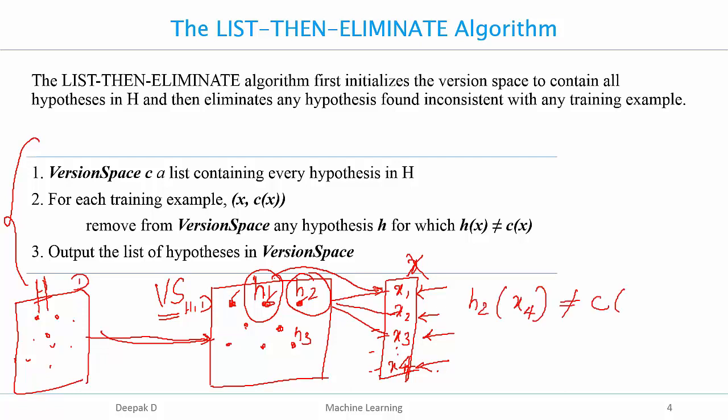So H2 is not consistent with your X4, which is denoted as h(X4) is not equal to c(X4). So assume that this H3 is consistent with all the instances, that is X1, X2, X3 and X4. So only this H3 is kept in your version space, and the remaining H1 and H2 are removed from your version space. So this is your list-then-eliminate algorithm.